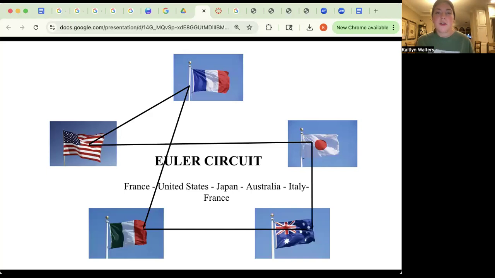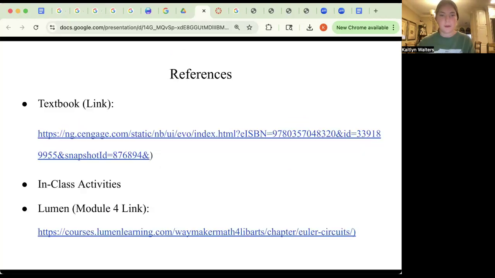Well, now we have to count the degrees of each vertex. France has 2, the US has 2, Japan has 2, Australia has 2, and Italy has 2. Therefore, it would make it an Euler circuit with all degrees being even.